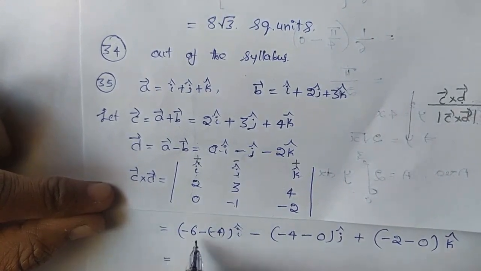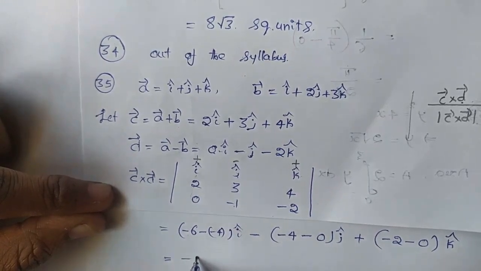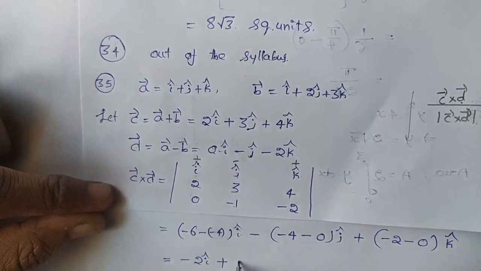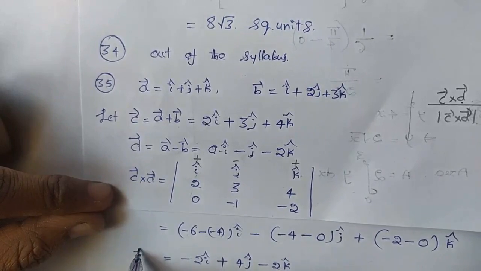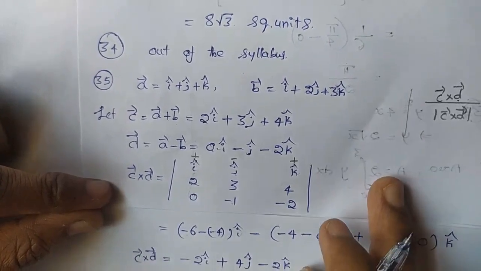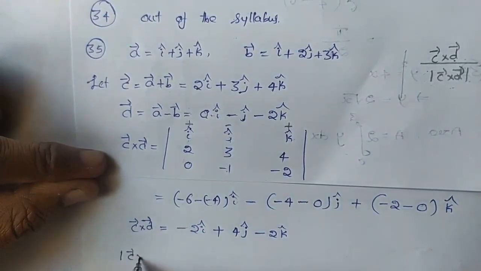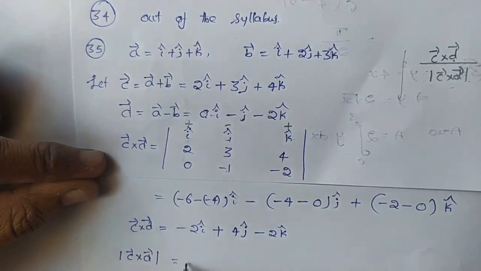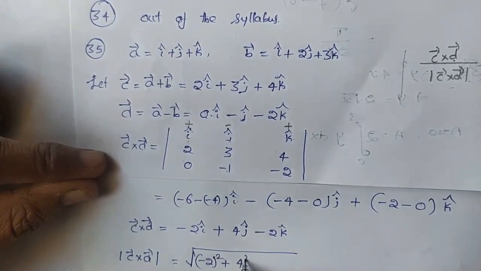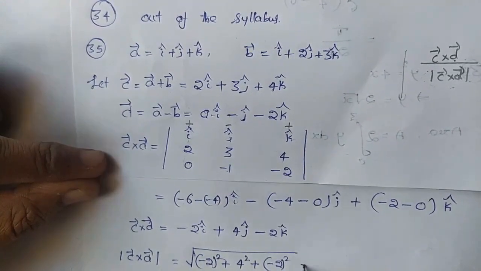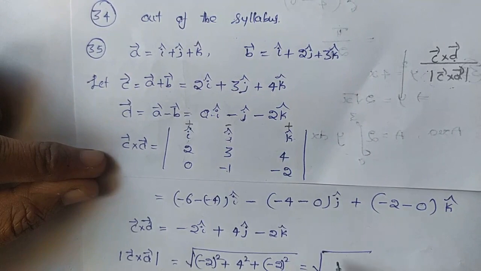So that is equal to minus 4 plus 6, minus 6 plus 4 is minus 2i. So minus into minus is plus 4j minus 2k. It is the vector c cross d. Next, we also need to find its magnitude. C cross d equals the square root of minus 2 whole square plus 4 square plus minus 2 whole square, which is equal to the square root of 4 plus 16 is 20, 20 plus 4 is 24.